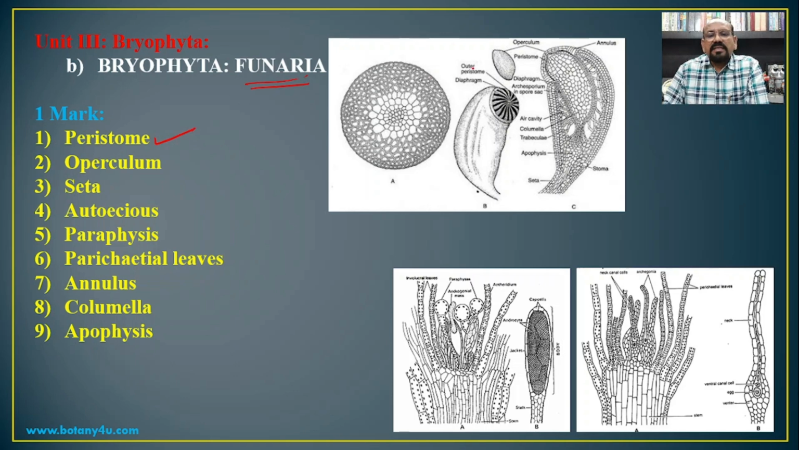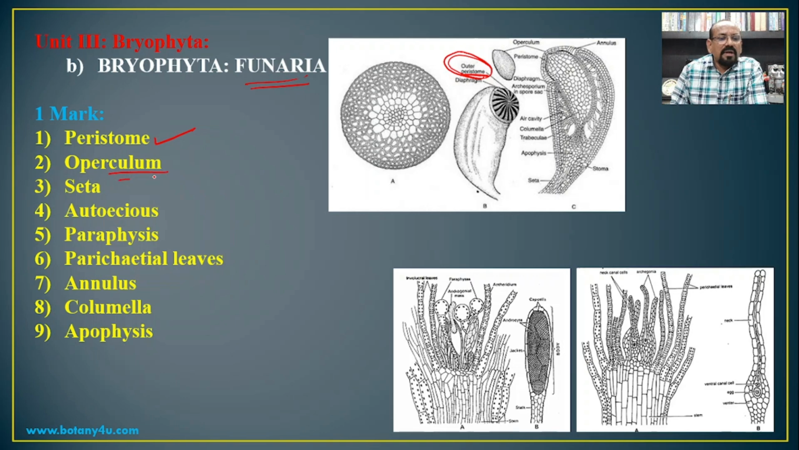If you see this structure of the capsule, then you will find that here there is a presence of a rim of the cells, and this rim of the cells is known as the peristome, which is present at the top of the capsule, and it is made up of many peristome teeth.